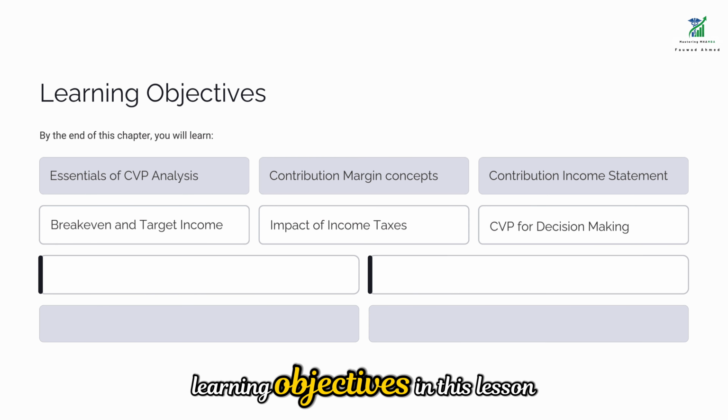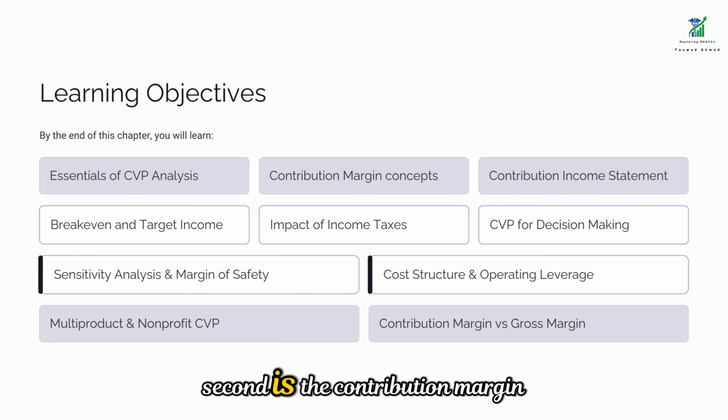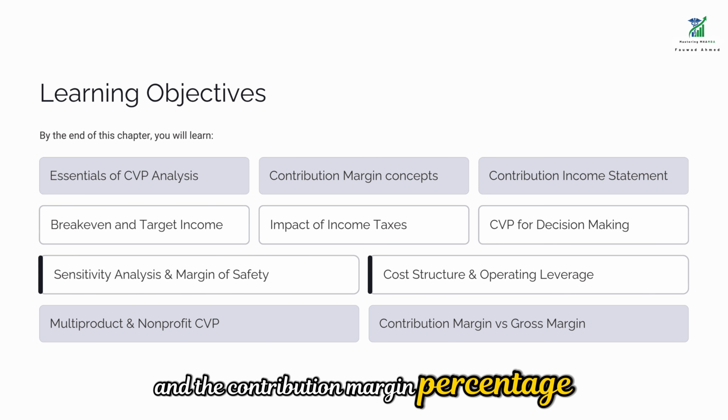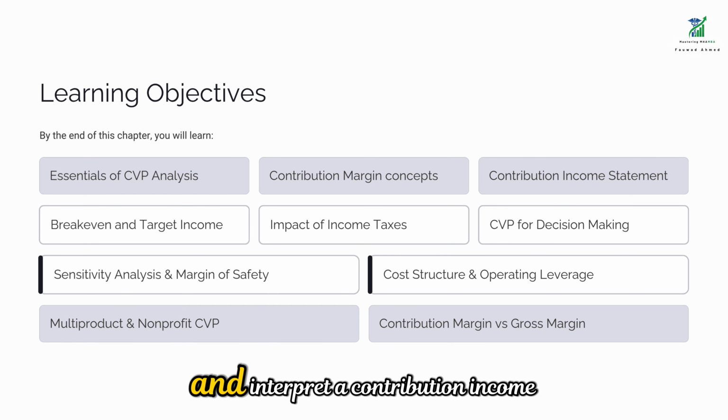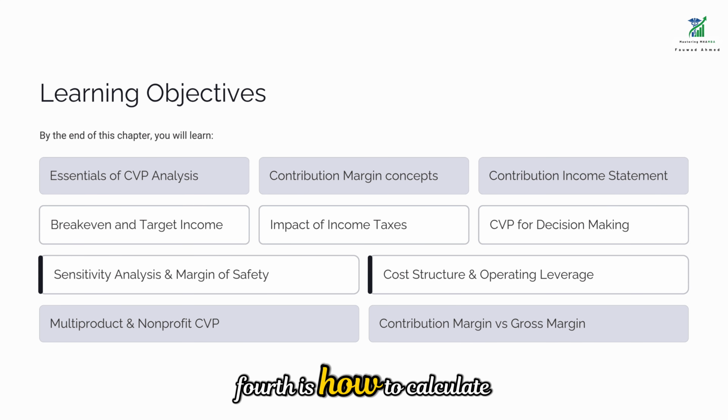Learning objectives. In this lesson, you will learn: first is the meaning and features of CVP analysis. Second is the contribution margin per unit and the contribution margin percentage. Third is how to prepare and interpret a contribution income statement. Fourth is how to calculate the break-even point and target operating income. Fifth is how income taxes affect CVP decisions.